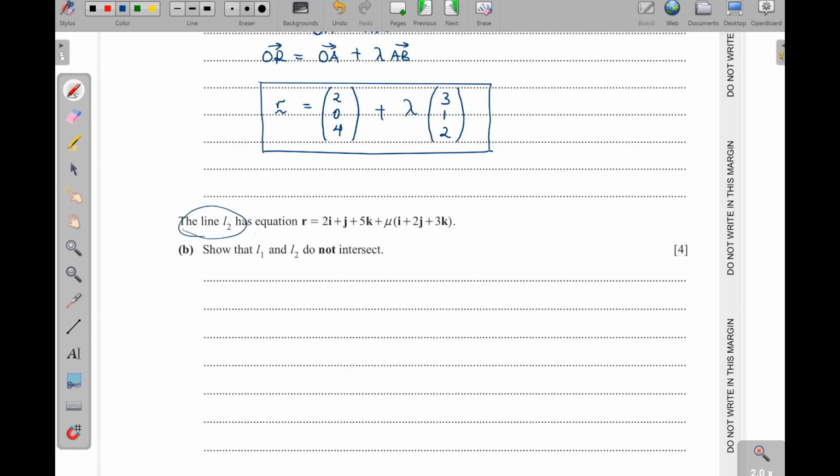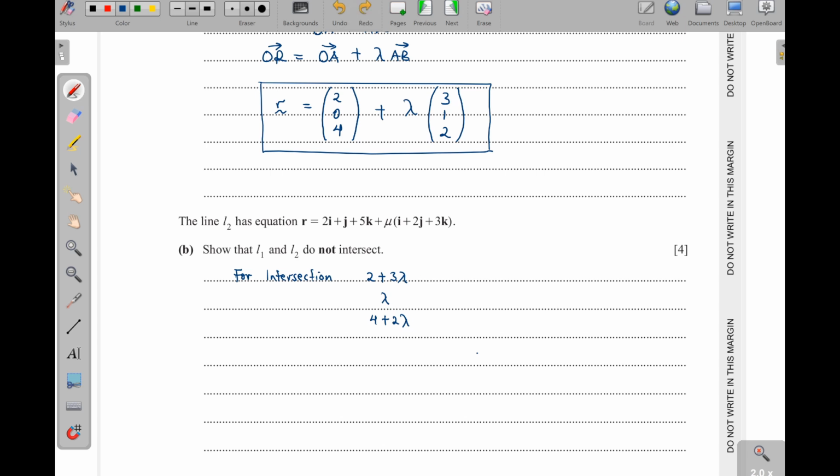They are saying the line L2 has this equation here. Show that L1 and L2 do not intersect. So first of all, if these ones are to intersect, then they should be having the same x coordinate, y coordinate, and z coordinate. So I will equate the parametric equations. So for L1, we shall have 2 plus 3 lambda, then 0 plus lambda, then 4 plus 2 lambda. So in the middle, we are having lambda, and then here it is 4 plus 2 lambda.